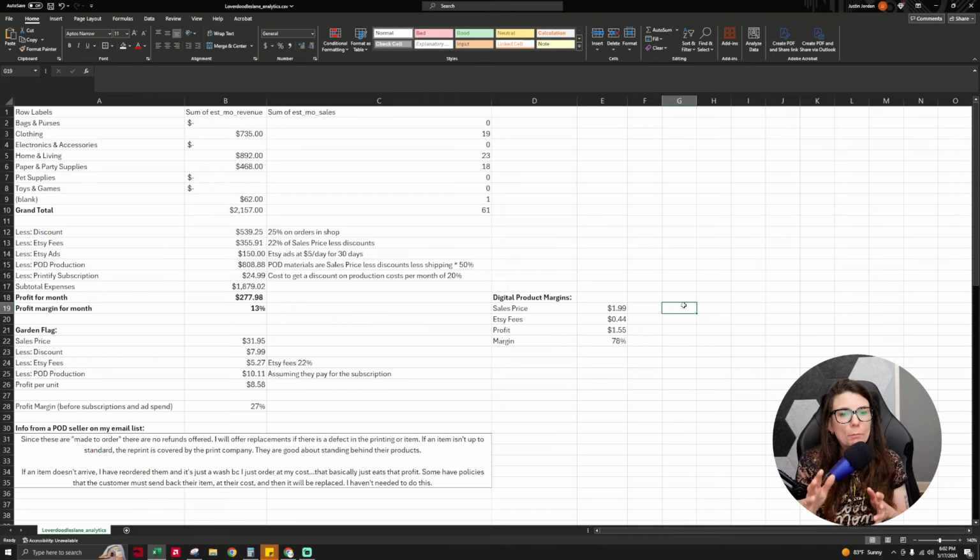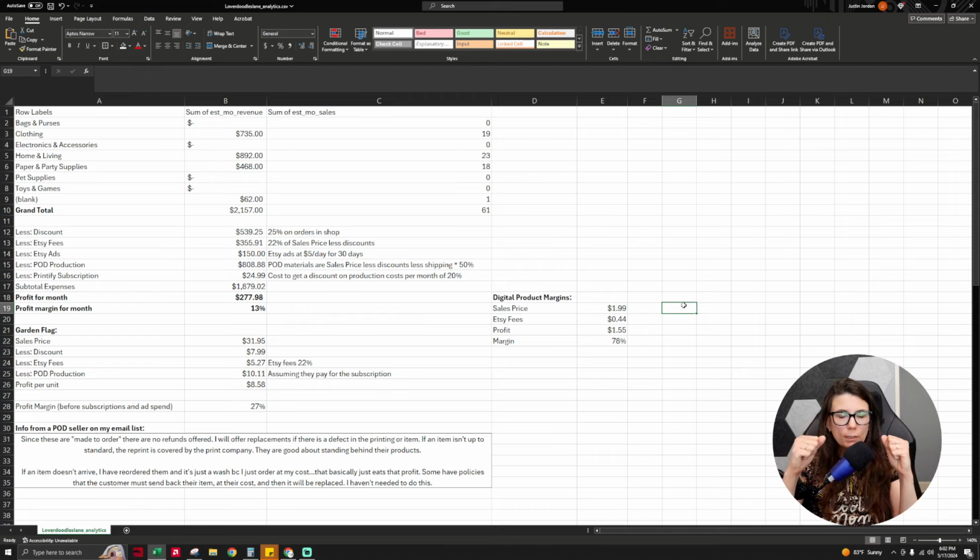Obviously not designing printables in Excel or whatever, but you get the idea that with print on demand, you're designing it digitally. A digital product, you're designing it digitally, except you're paying for all these manufacturing costs to hopefully make more money with print on demand because you can sell it at a higher price point.